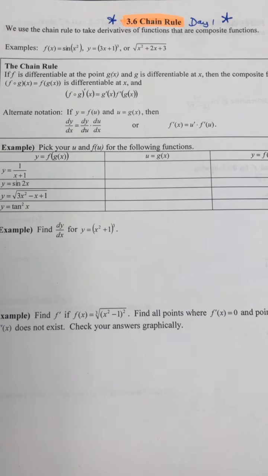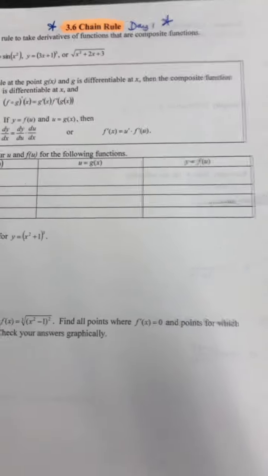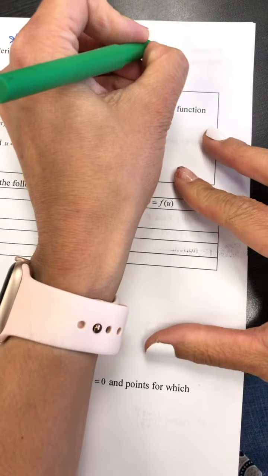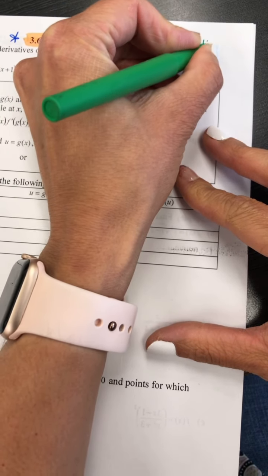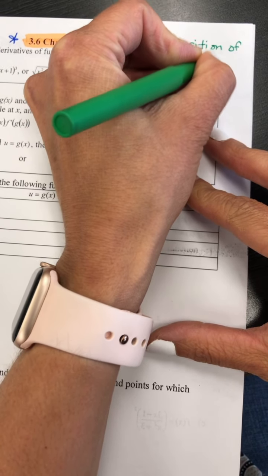All right, so we use the chain rule to take derivatives of functions that are composite functions. What do I mean by that? I mean a composition of functions. Oh, my left-handedness strikes again. Talking about a composition of functions.